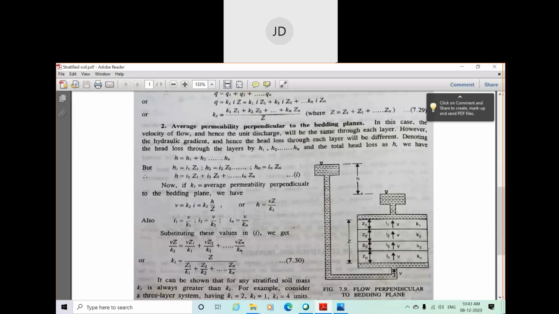So let's go through one problem, a numerical problem. Let's see.